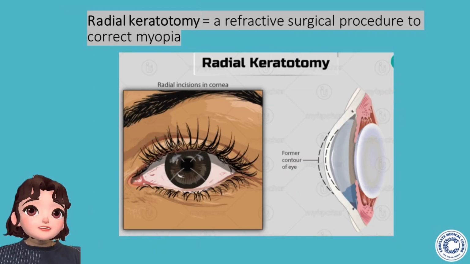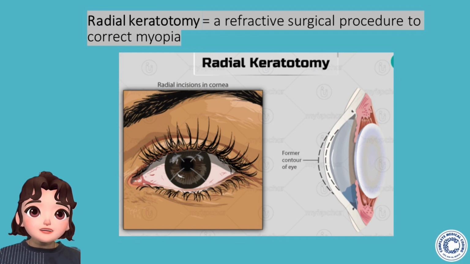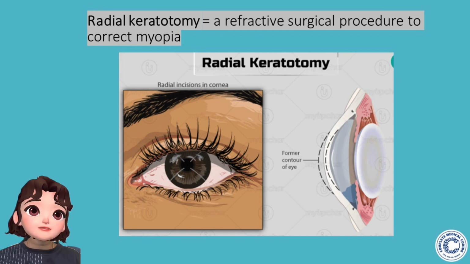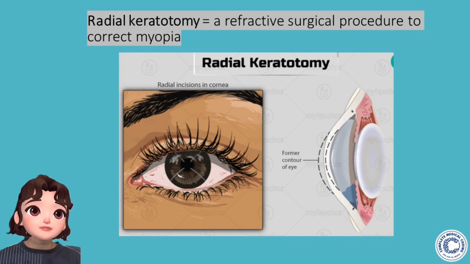Radial keratotomy, a refractive surgical procedure to correct myopia. This is an eye procedure to correct myopia. For that surgical procedure, an incision is made in the cornea. That procedure is called radial keratotomy.